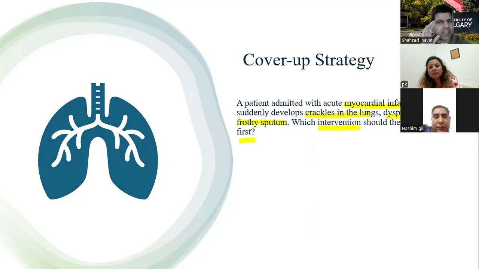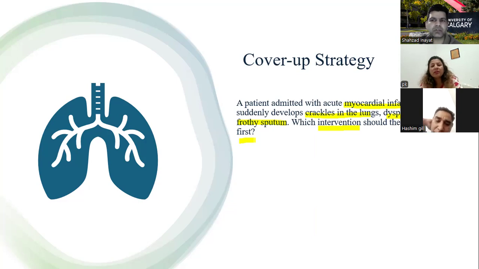So MI has happened, there are crackles, dyspnea, and pink frothy sputum. All these are symptoms of what? Pulmonary edema. So all these are the symptoms of pulmonary edema. Now I don't have the options here. I have covered the options, and now I am trying to find the intervention. Like what should I do?